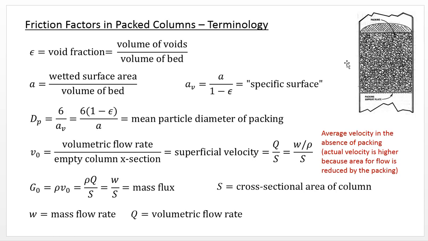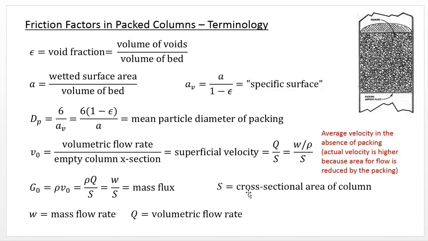However, if one wants to compute things like the mass flow rate or mass flux through the tube, the superficial velocity is a very useful thing to use because that tells you on average how quickly the fluid is moving up through this packed column. So the mass flux is designated G naught. It's a product of the density and the superficial velocity. It's also a ratio of the mass flow rate to the cross-sectional area, or the density times the volumetric flow rate Q over the cross-sectional area.